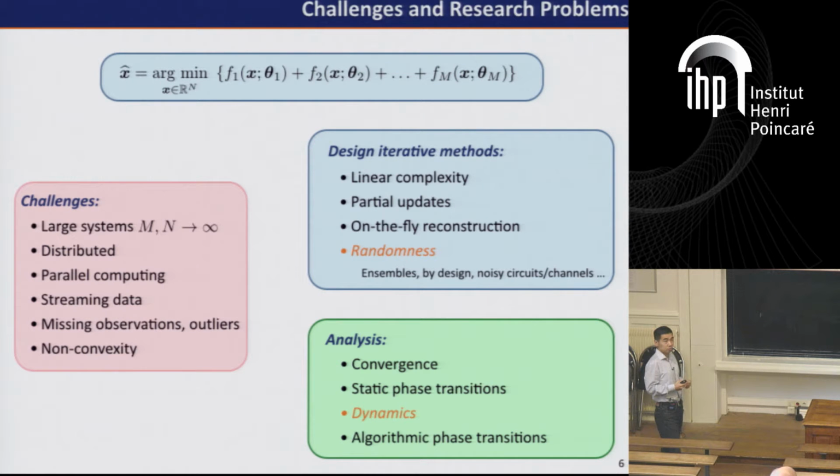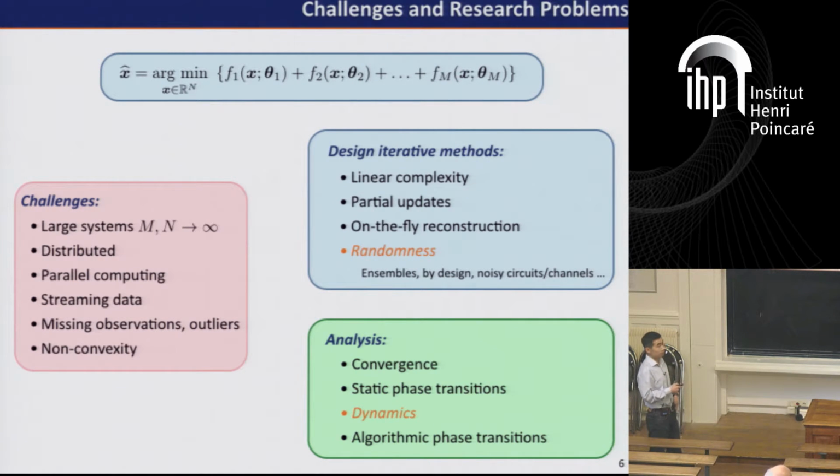In this talk, I'm going to focus on a class of iterative methods that, to me, are well-equipped to handle some of these challenges. These are iterative methods with low computational complexity per iteration, typically linear, and they can do partial updates, or they can do reconstruction on the fly when the data are still coming in, without the need to wait for the entire data set to be available.